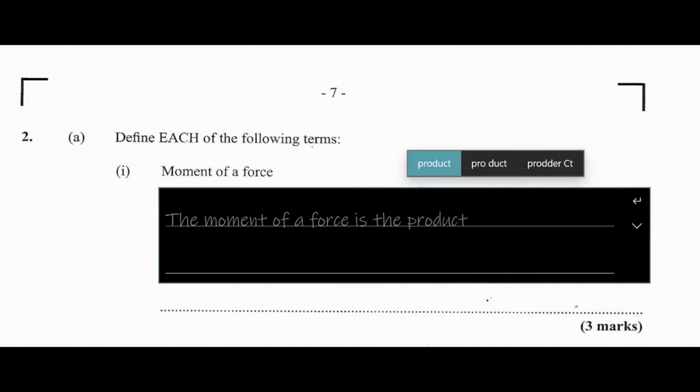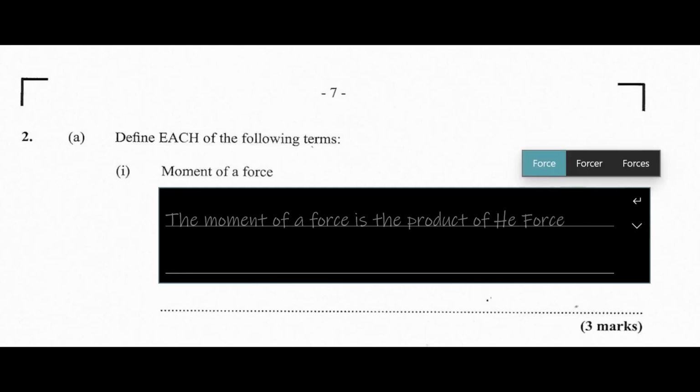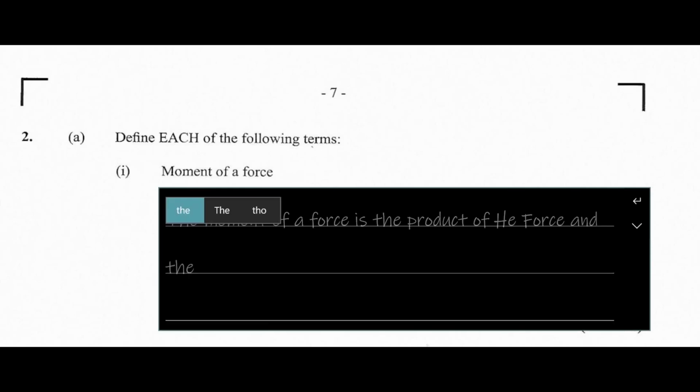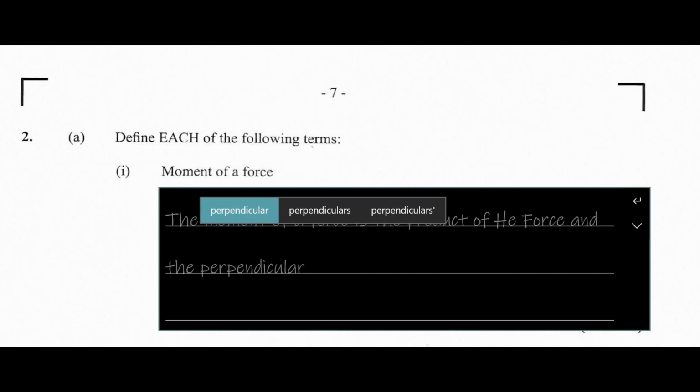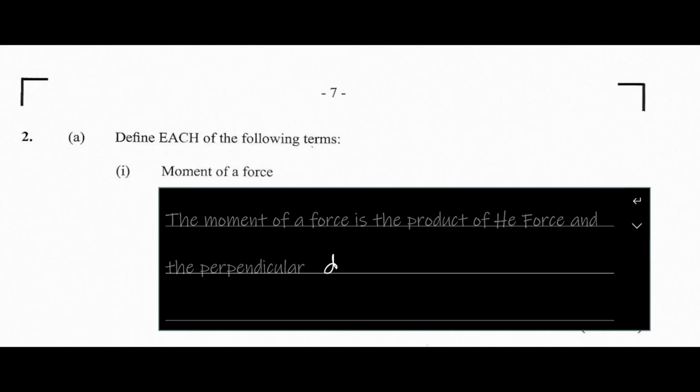The moment of a force is the product of the force and the perpendicular distance from the pivot. Alright, so that's fine.